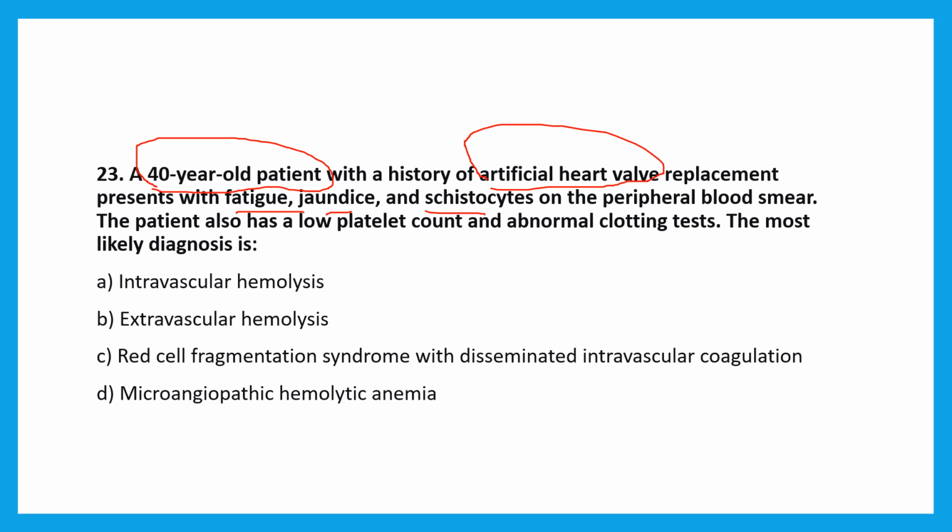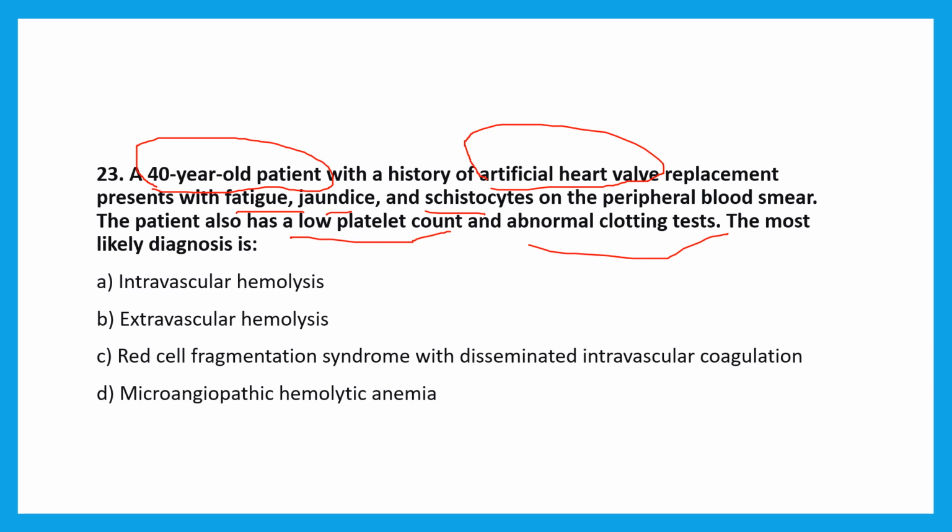Okay, let's go direct to the answer. Look at this. This patient is 40 years old and has a history of artificial heart valve. They've presented with fatigue, jaundice, and also schistocytes on a PBS. And look at these parameters now: low platelet count and abnormal clotting tests. What's the most likely diagnosis? So let's explain this. Number 23.